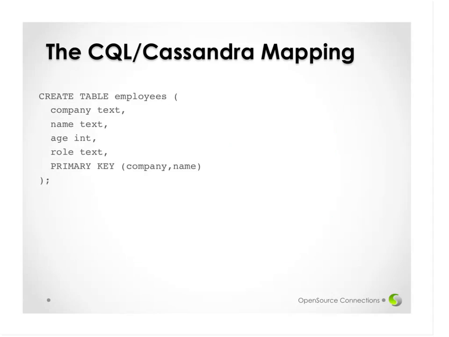Let's get a little more complicated. In this case, we've effectively got the same table, but we've added a company field, and we've changed the primary key to not just be name, but it's a composite key, a compound key of company and name.